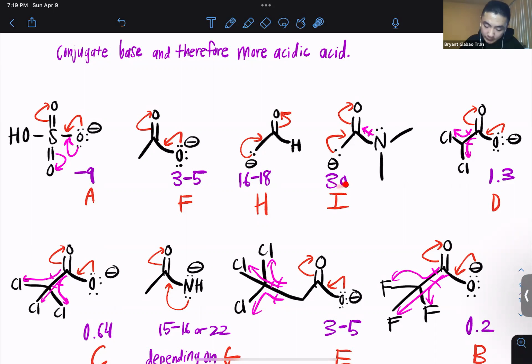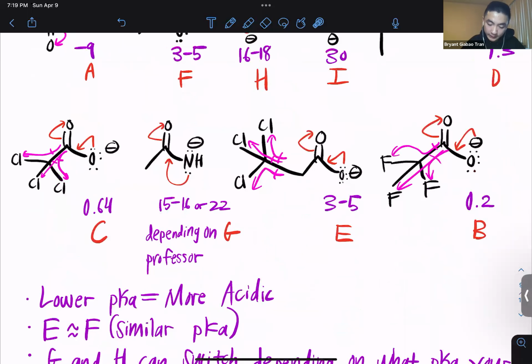Then our highest pKa, the least acidic, would be this negative charge carbon, because we see that this nitrogen here is donating electrons, making those electrons very close together due to inductive effect. And since those electrons are very close to each other, they would repel and become a very unstable conjugate base. And since it's a very unstable conjugate base, it is not a very good acid, making it the least acidic compound.